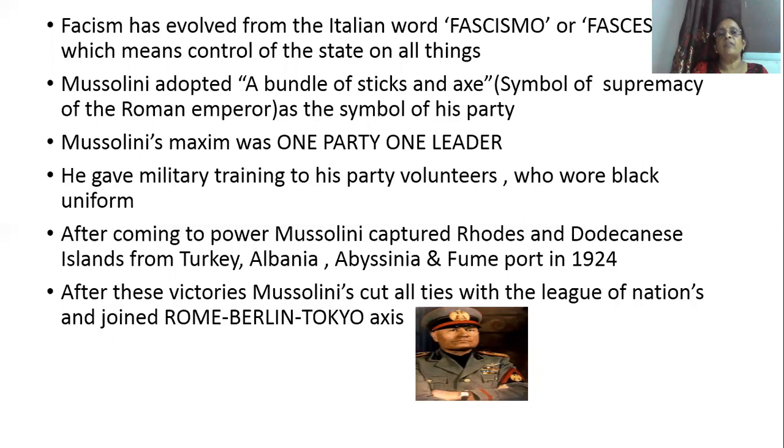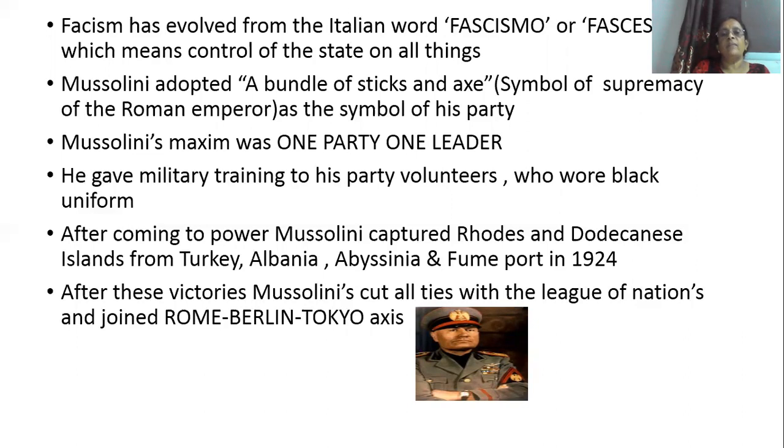In ancient times, there was a very great and rich empire, and its name was Rome. It was the symbol of the Roman emperor. So he had adopted that symbol of a Roman emperor, a bundle of sticks and an axe, as the symbol of his party. And his maxim was one party and one leader.